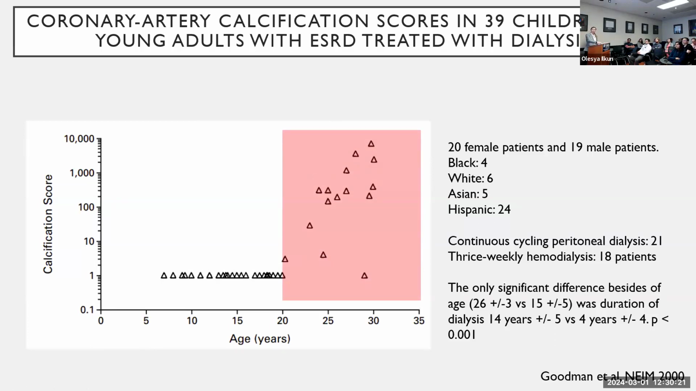The only other risk factor besides being a little older, right, not under 20 or older than 20, is to be on dialysis for 14 years as compared to 4 years. So longer duration of dialysis and being slightly older, even for very young adults, significantly calcifies coronaries and valves.